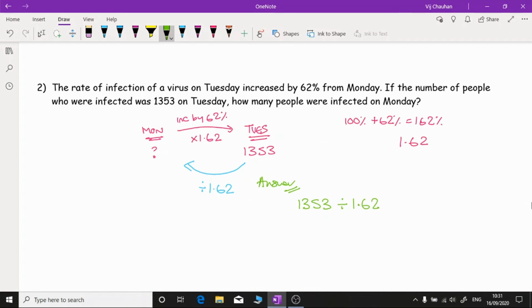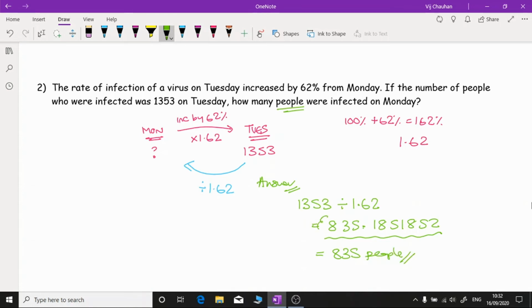So 1353 divided by 1.62 gives me an answer of 835.1851852. Now this is what the calculator tells me. So because we're dealing with people, I can't have decimal people, so what I need to do is round this number. So it's going to be 835 people is your final answer.